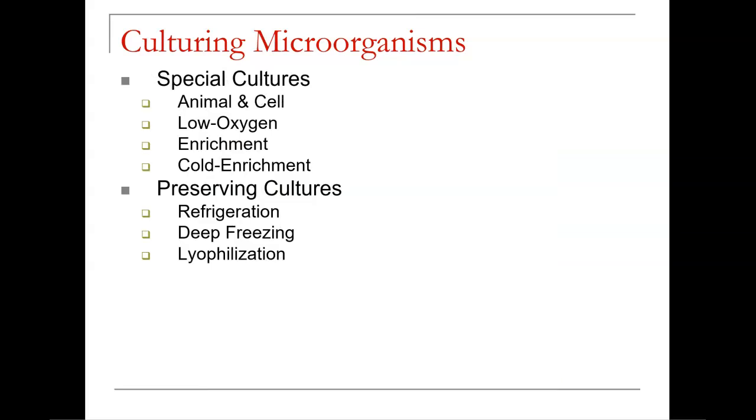Okay, special cultures that we're going to have, you can have animal and cell cultures. These are going to allow for the growth of microorganisms for which artificial media are going to be inadequate. You can have mammals, bird eggs, living cells that are going to be used for these types of things. You can have what's known as low oxygen cultures. These are going to favor growth of microorganisms that thrive in environments that are intermediate between strictly aerobic and strictly anaerobic. So those that have oxygen and those that don't use oxygen.